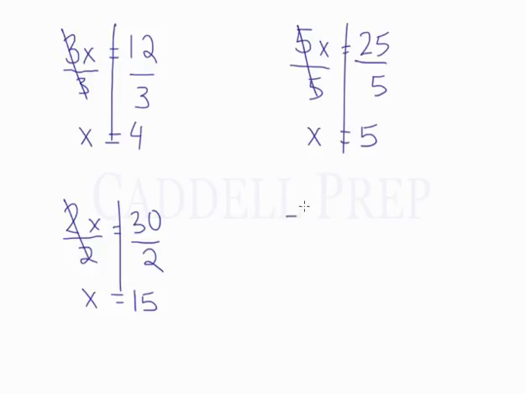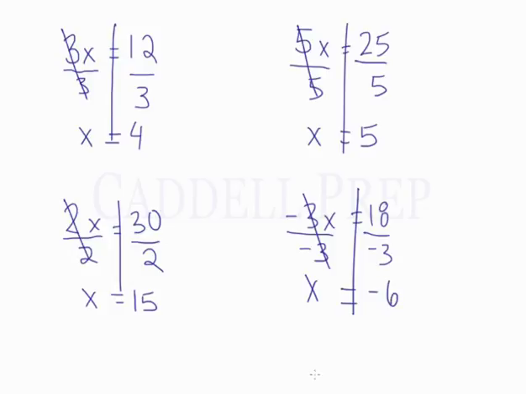In this example, negative 3x equals 18. Draw a line. Don't be tricked by this negative. Don't think that this is subtraction. Okay? The operation that exists between the negative 3 and the x is multiplication. This is negative 3 times x. So to get rid of negative 3, we have to divide by negative 3. And of course on both sides. 18 divided by negative 3 is negative 6.